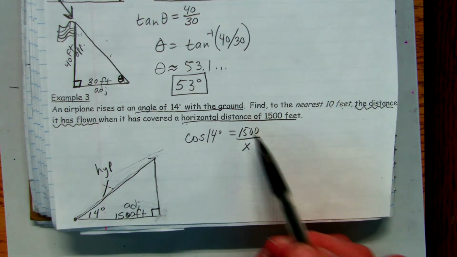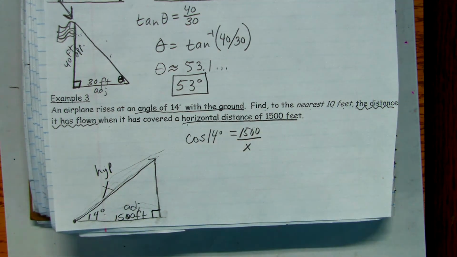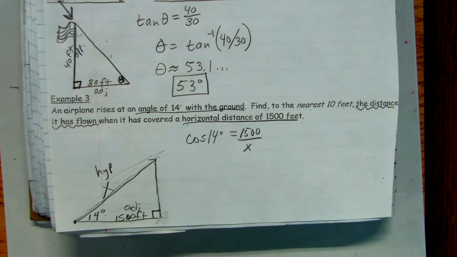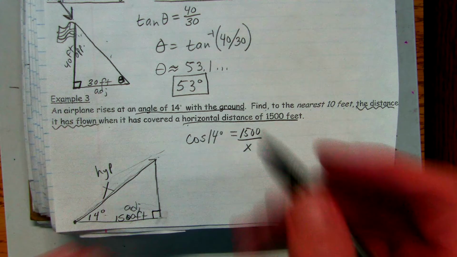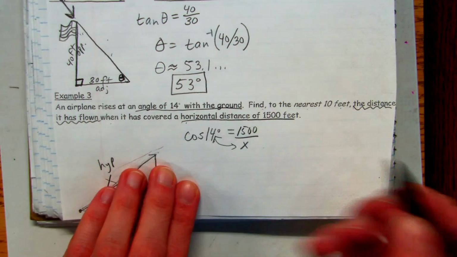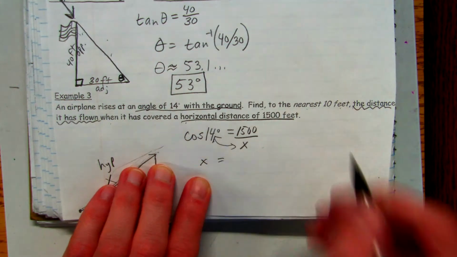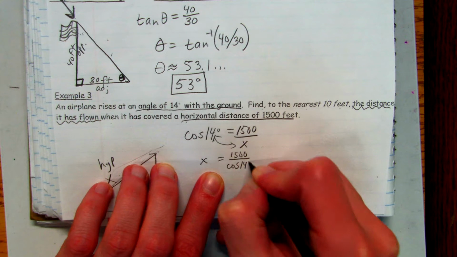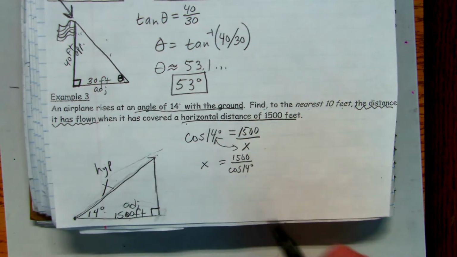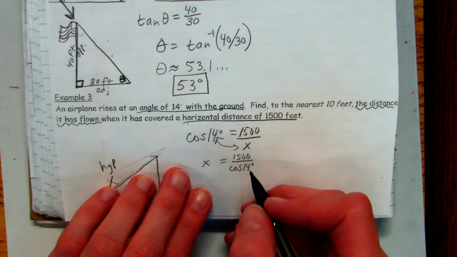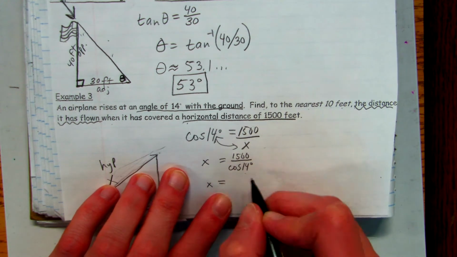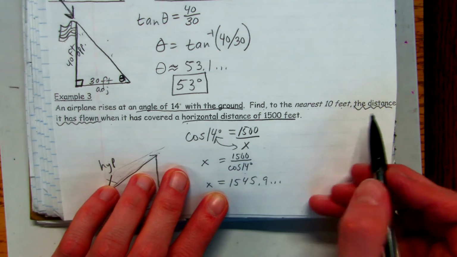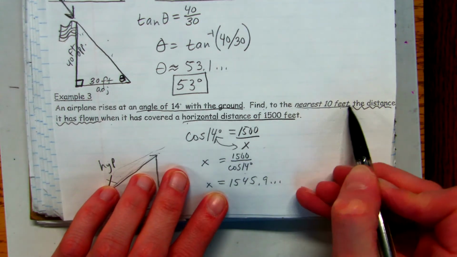The cosine is adjacent over hypotenuse. All right, so after doing a whole bunch of these the first day, where we multiplied by x and then divided by cosine, we decided that there was a shortcut. What is that shortcut? We can just switch these two numbers. And it works every time because that's what happens with our math. So we discovered that shortcut. Yay, us. And so this rearranges and becomes 1,500 divided by cosine 14 degrees. And when you type that in, you're going to get 1545.9, and so on. Now it says we're going to round to the nearest 10 feet.